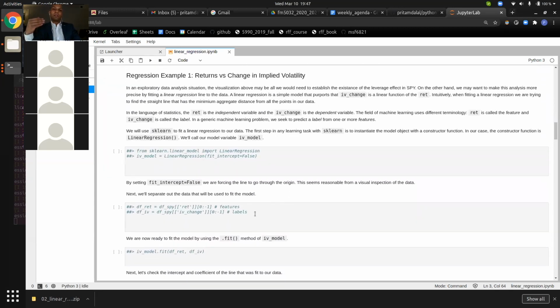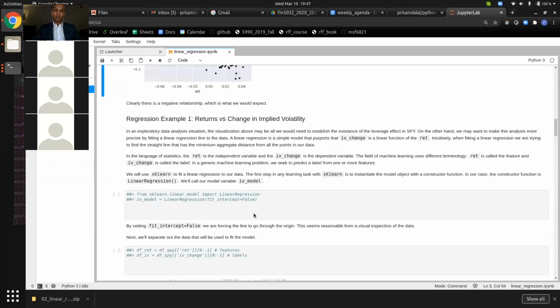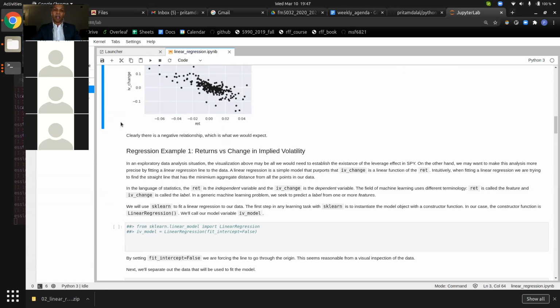So language is slightly different between statistics and machine learning. In statistics, the return is called the independent variable, and the IV change would be called the dependent variable. In machine learning, we use slightly different terminology. The return is called the feature, and the IV change is called the label. So in a generic supervised machine learning problem, we are seeking to predict a label from one or more features. So we'll use that language frequently.